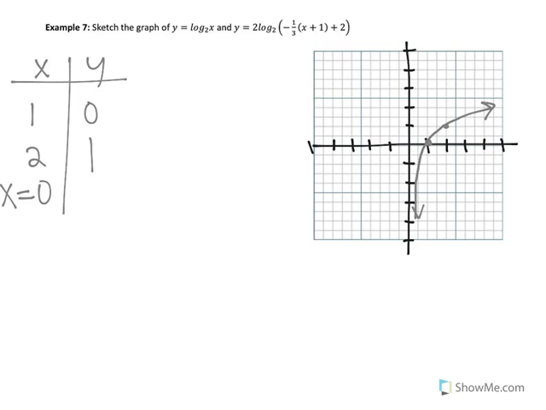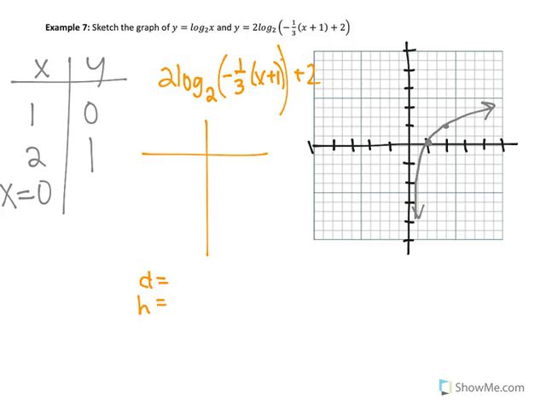Okay, and looking at this, we've got all sorts of transformations, we got everything. So 2 log base 2 of -1/3 (x plus 1) plus 2. That plus 2 is actually supposed to be outside like that.